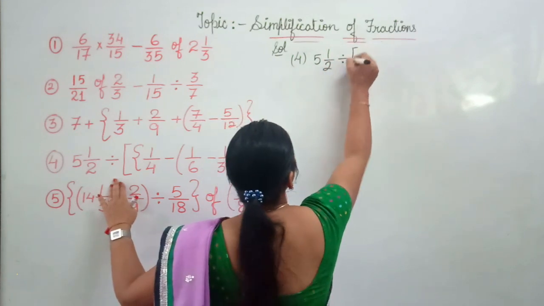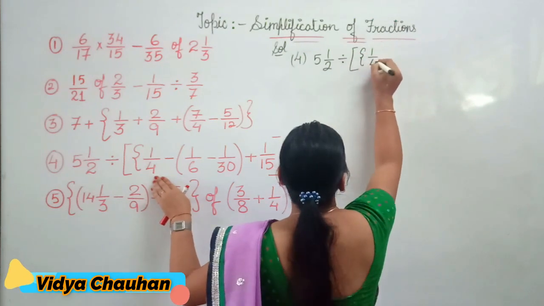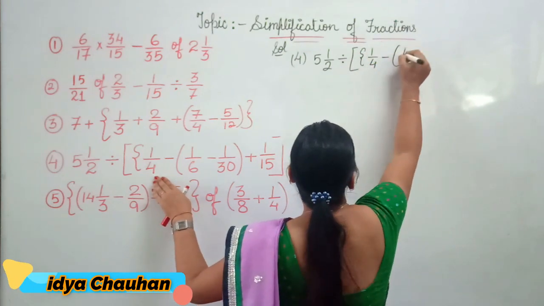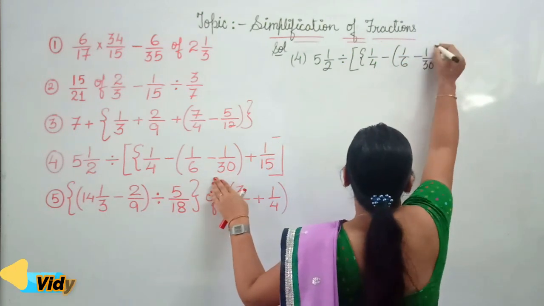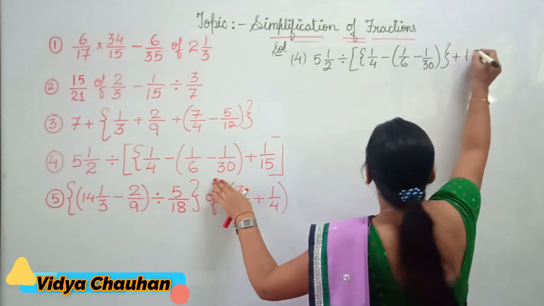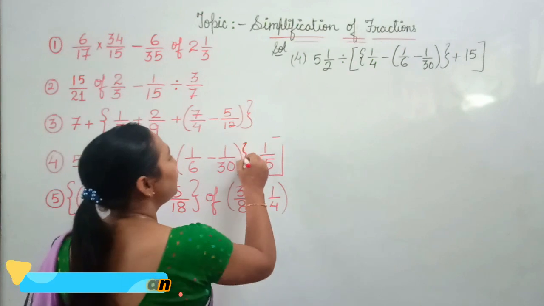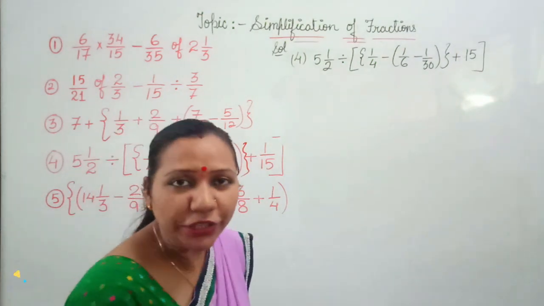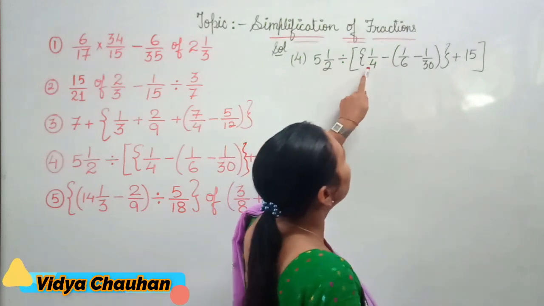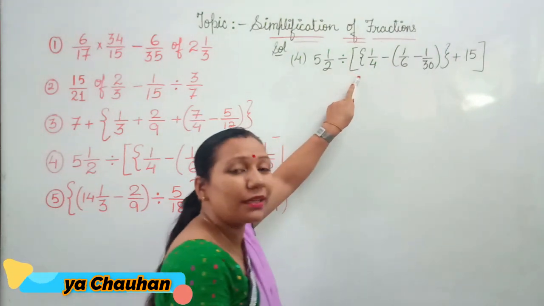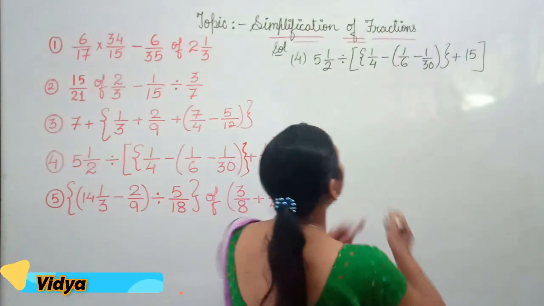Now children, let us start with the fourth problem, and our fourth problem is 5 1 upon 2 divided by big bracket followed by curly bracket 1 upon 4 minus small bracket 1 upon 6 minus 1 upon 30 closing curly bracket plus 15. So this is our next problem which you have to solve. Very first, we have small bracket, curly bracket and big bracket. According to the BODMAS rule, let us start solving with the small bracket.